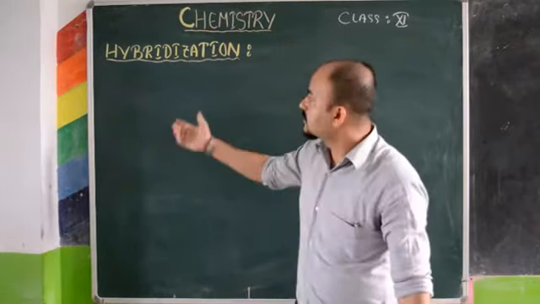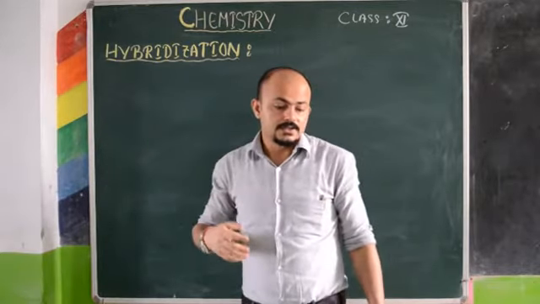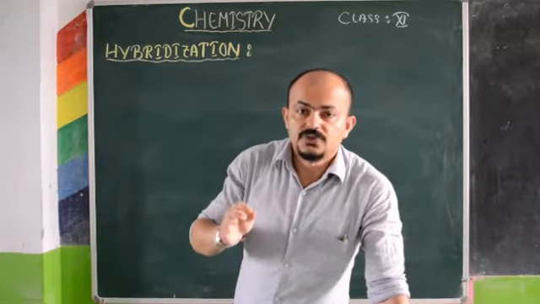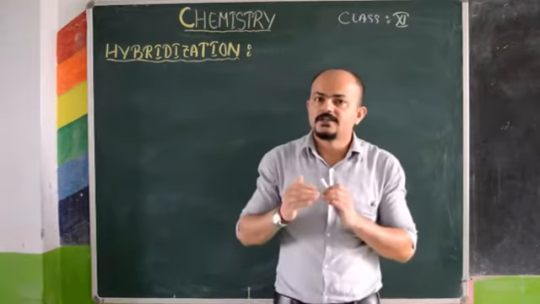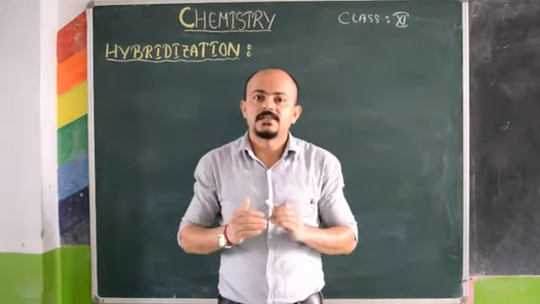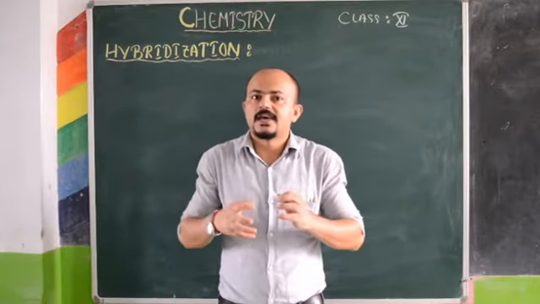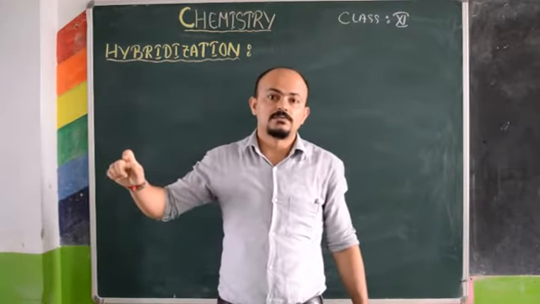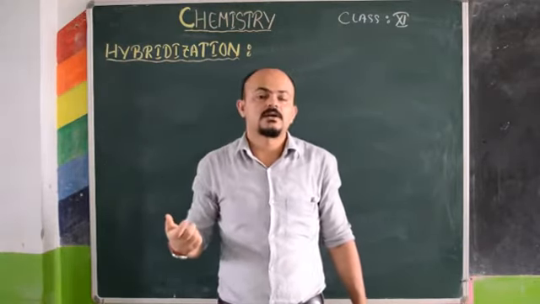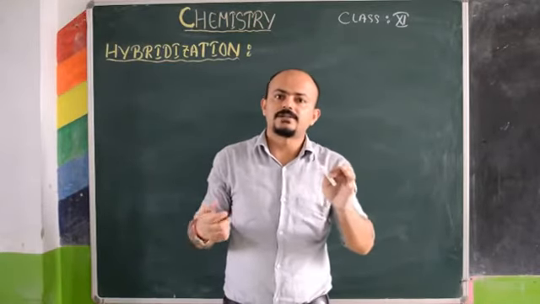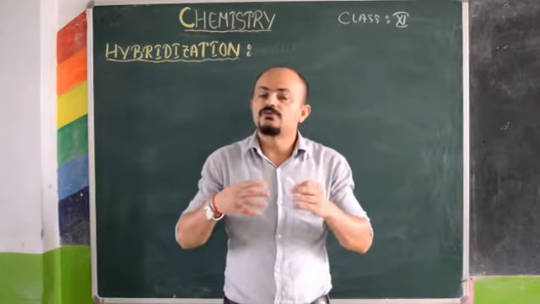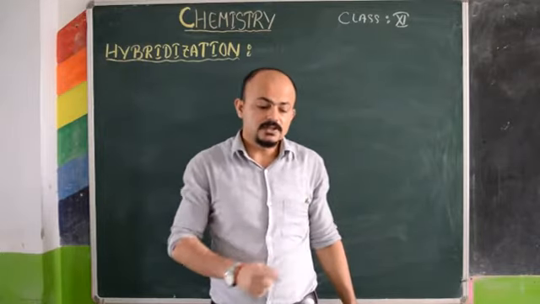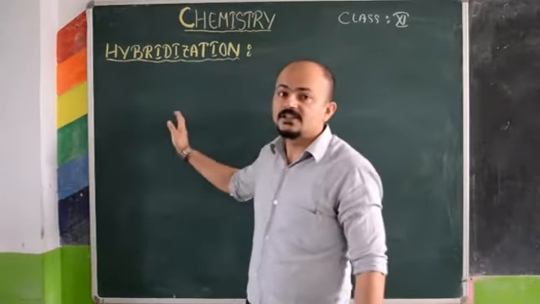Hybridization is a phenomenon where atomic orbitals having nearly the same energy are intermixed. After mixing, they give rise to equivalent orbitals. That means you will not be able to distinguish one orbital from the other. These orbitals will have the same energy, similar orientation and identical shape.